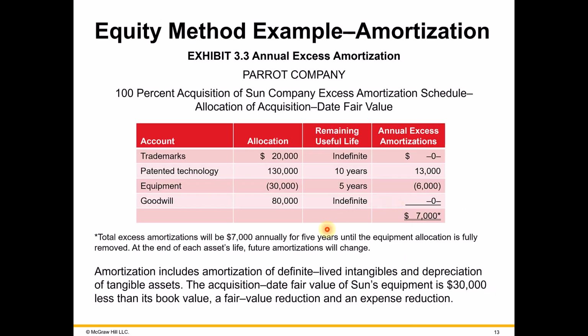In this table, we see the same information. Again, if you total this up, that will be the 200,000 we need to allocate among the identifiable assets. Indefinite lives, again, no adjustment each year unless there's an impairment. And for the patent, 13,000 more amortization. For equipment, $6,000 less depreciation expense. You notice how we net it out here, and we call this 7,000 really an amortization adjustment that we're going to see being journalized, versus the individual items here.